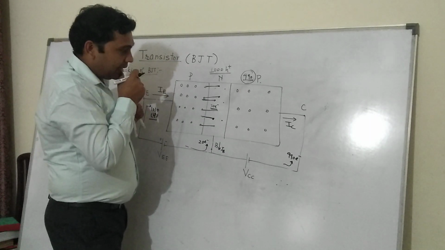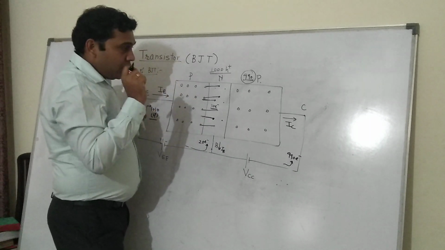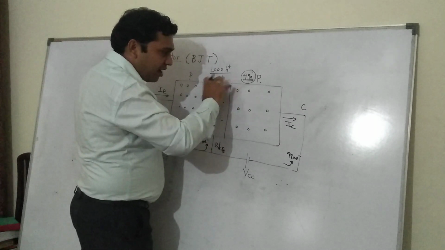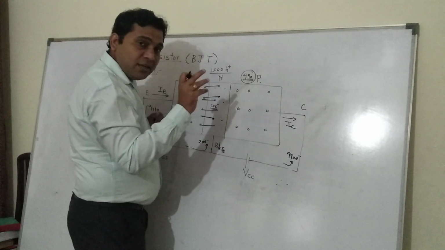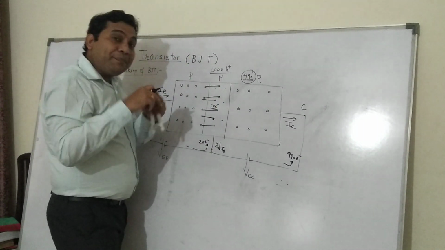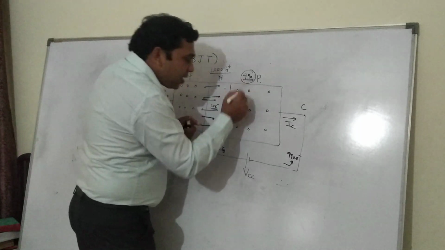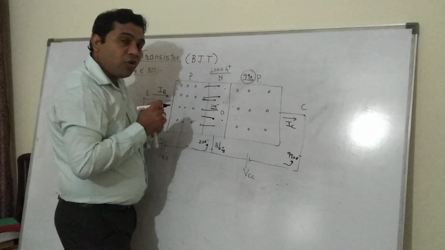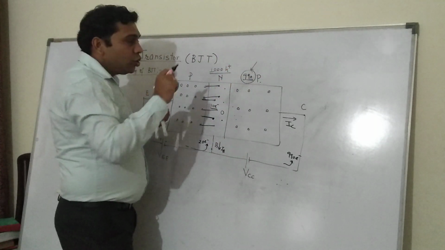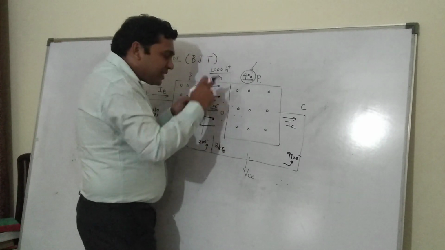This looks very simple, but there is one more phenomenon here that you need to understand. What is happening? For this minority charge carrier transfer of 990 holes, I have taken only those which are injected into the base because of the emitter. But there are some holes already present in the N side, and some electrons already present in the P side. What about those? This 990, I have only considered the holes which are coming from the emitter region. What about the holes which are already present in the N side?